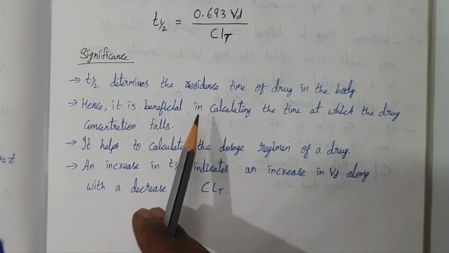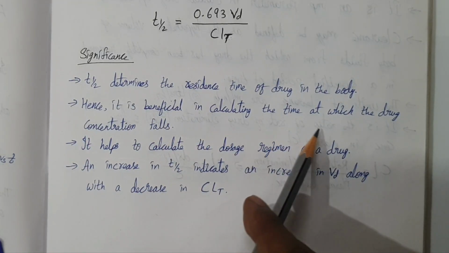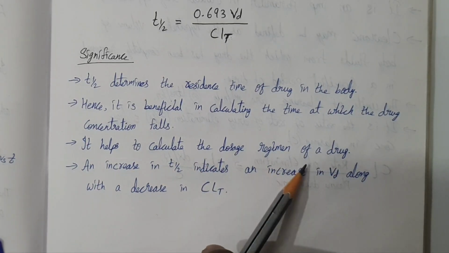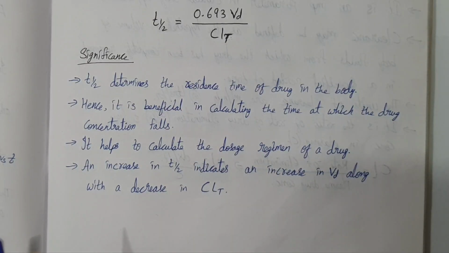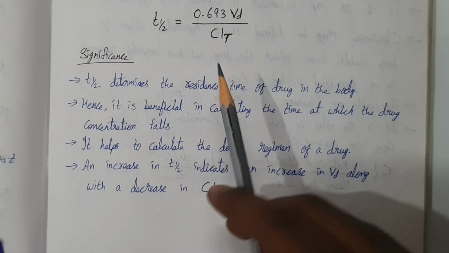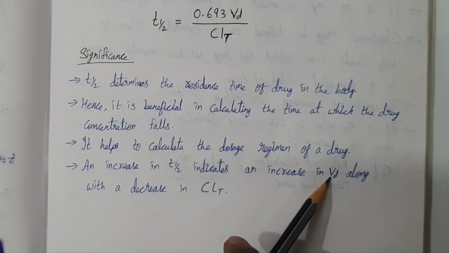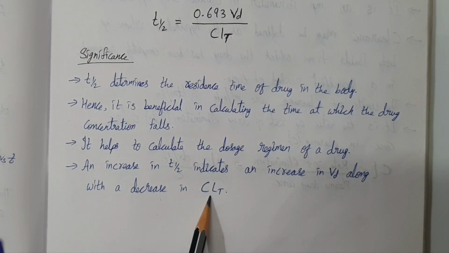The significance of half-life is that it determines the residence time of drug in the body, hence it is beneficial in calculating the time at which the drug concentration falls. It helps to calculate the dosage regimen of a drug. An increase in t half indicates an increase in Vd along with a decrease in ClT, total clearance. As it is, t half is directly proportional to Vd and inversely proportional to ClT.